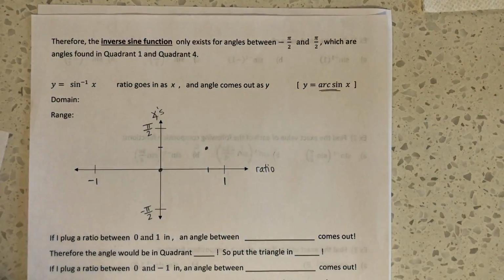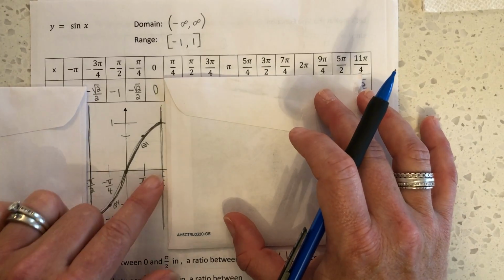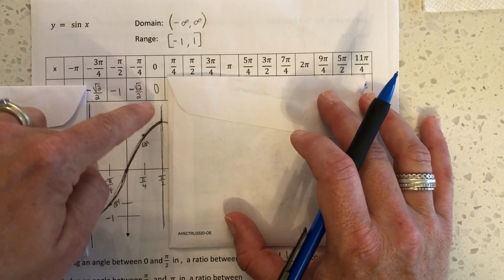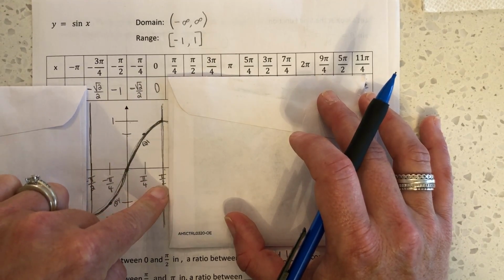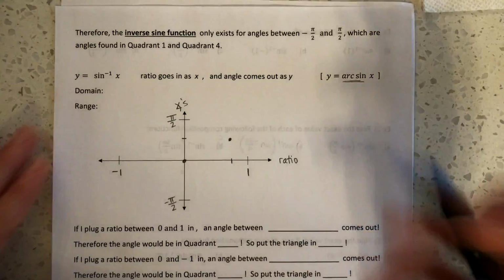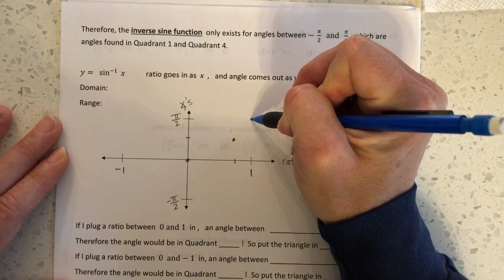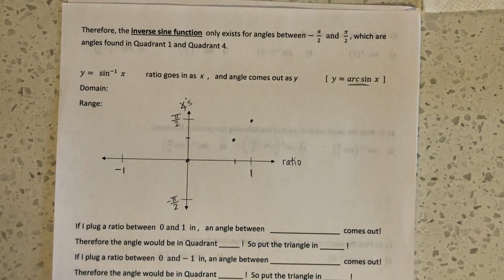Who else lives on the graph of the inverse? The point pi over 2, 1 lived on the original function's graph. So now a ratio of 1 goes into the inverse, and the angle pi over 2 comes out. All right, who else survived? I'll go back to the graph.